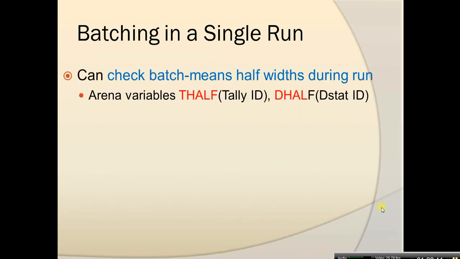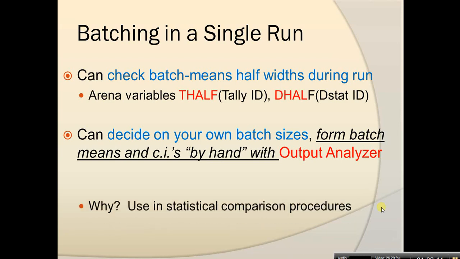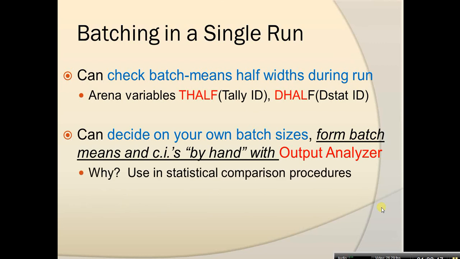We can also check the batch means half-width during the run. For example, ARENA has variables T half tally ID and D half dstat ID, and we can use them in a condition to check the batch means half-width during the run and stop the run after we reach a certain condition. We can decide on our own batch sizes. You can form batch means and confidence intervals by hand using Output Analyzer, just like I showed you. And the question is why? Because you can use it in the statistical comparison procedures, and you can find more details about it in the ARENA textbook.